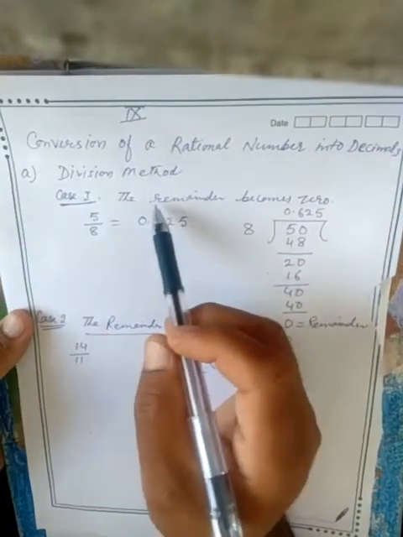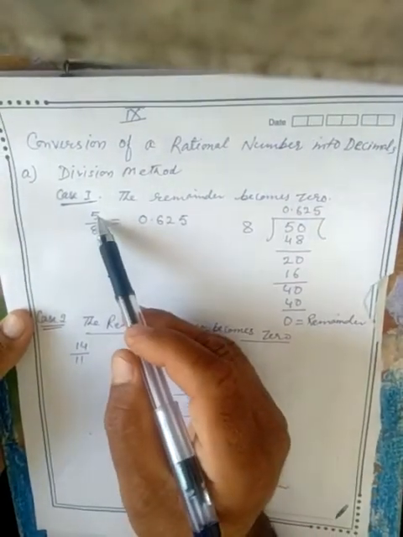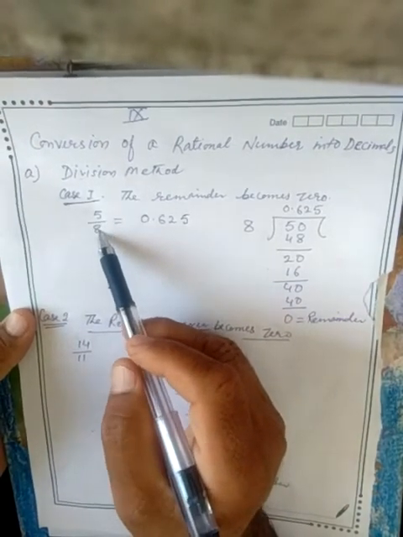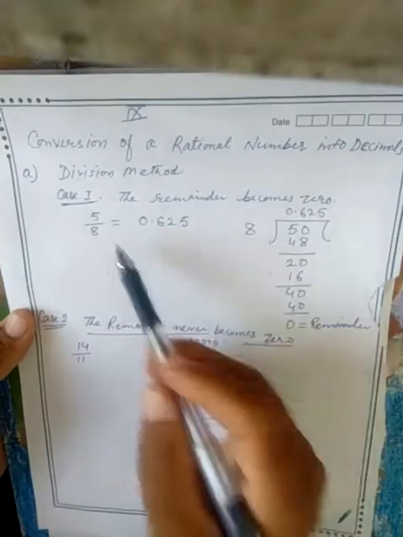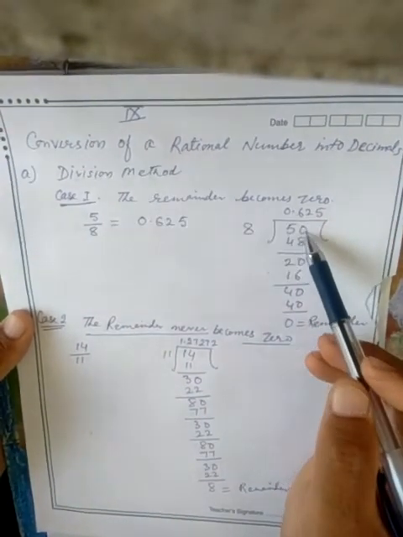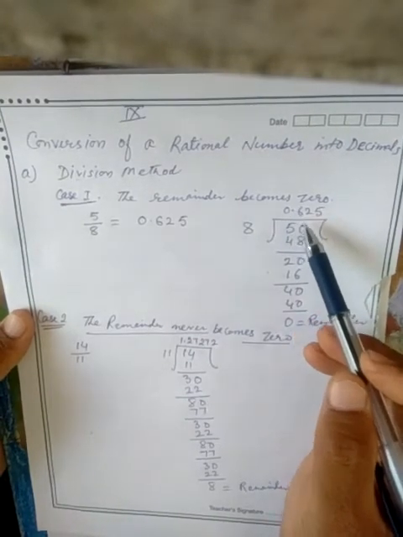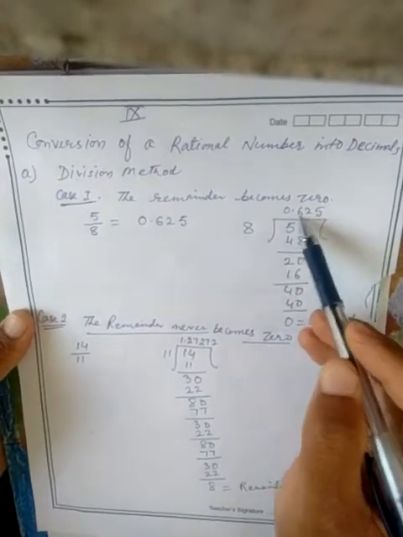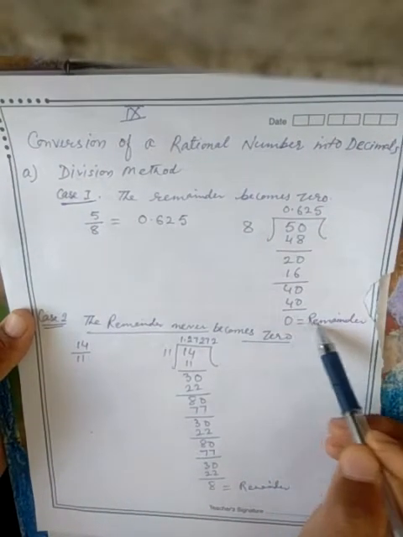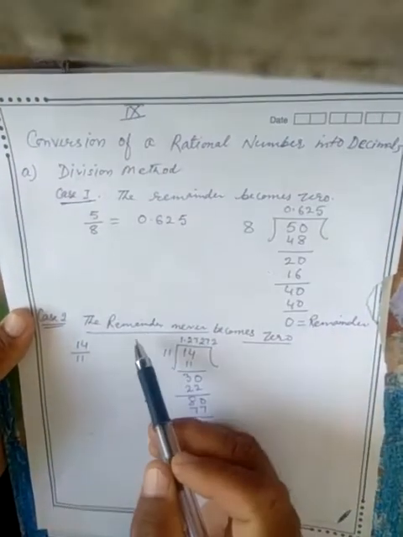The first case is when the remainder becomes 0. For example, there is a rational number 5/8. When you divide 5 by 8, since 5 is less than 8, you place a 0 and a decimal point. Ultimately your quotient comes out to be 0.625 and your remainder comes out to be 0. This is the one case where the remainder becomes 0.